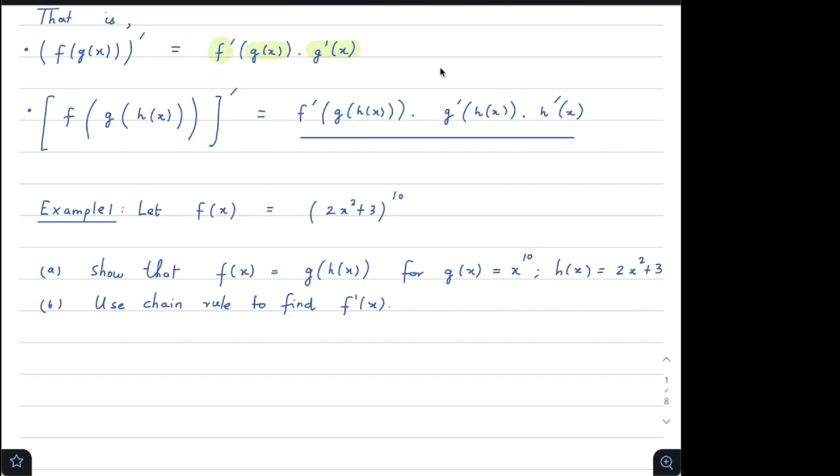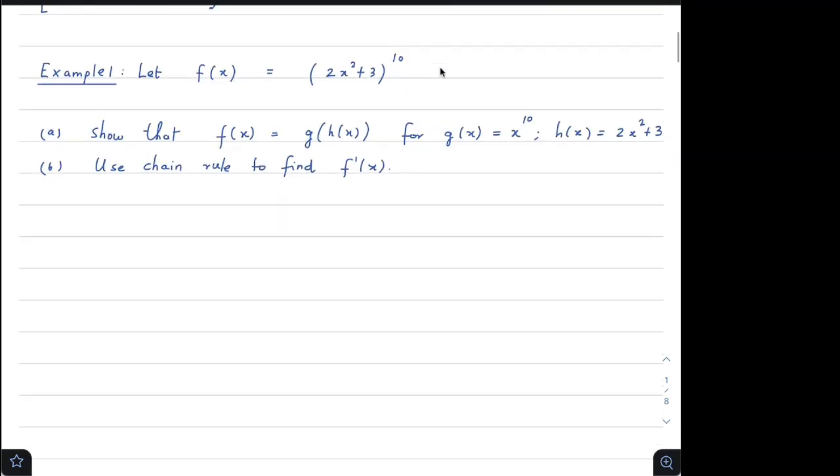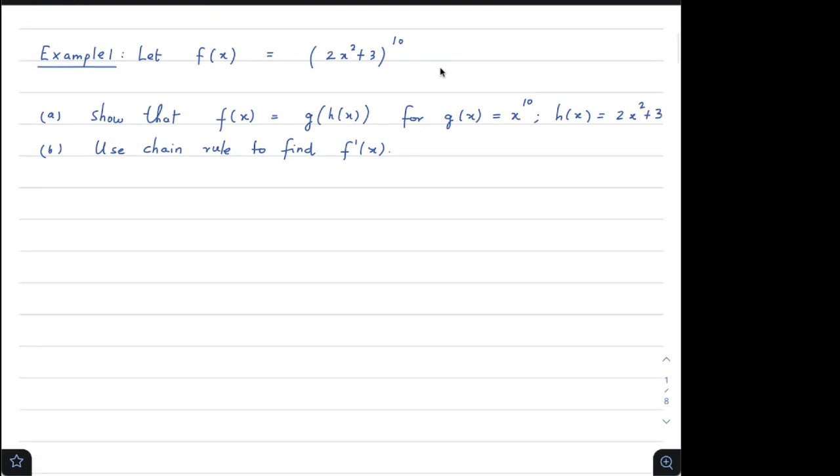Okay, now let's get to the first example here. You're given a function f of x, which is the 10th power of 2x squared plus 3. Let's start with part A. Part A says, show that your given function f of x is the same as g of h of x. So let's start to evaluate this.